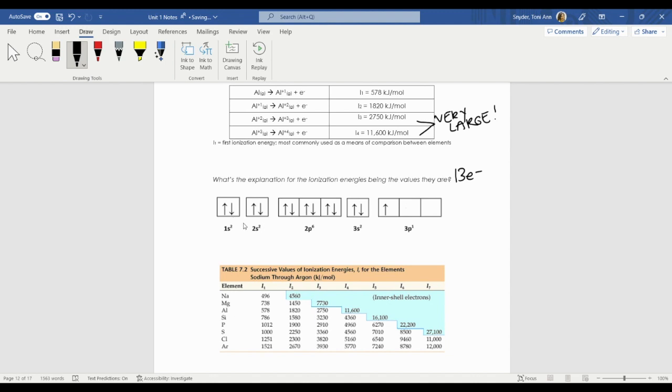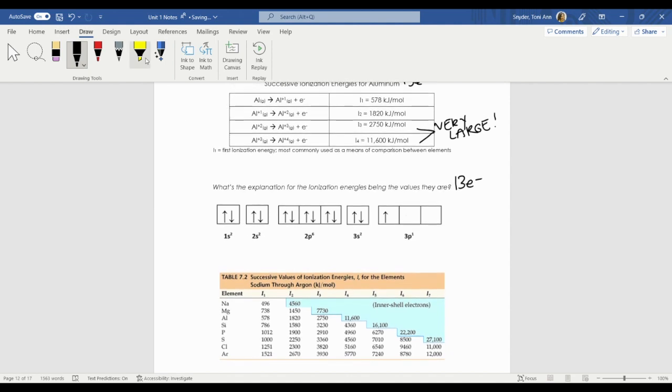Which one of these electrons is going to be removed first? So which one of these electrons corresponds to that first ionization energy? Well, it's going to have to be this one right here. That outermost electron is going to be removed first. Why is that outermost electron going to be removed first? That's because this electron is the farthest from the nucleus.